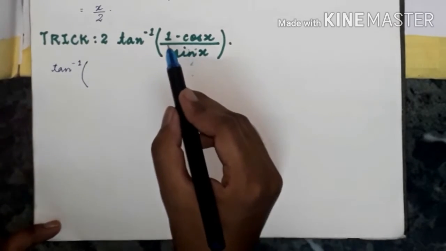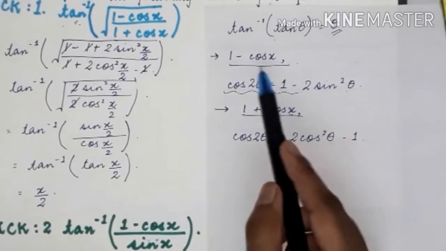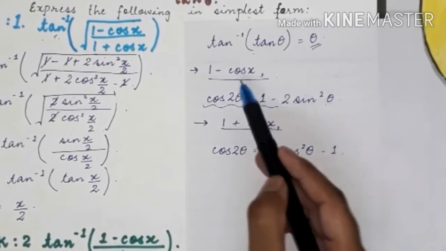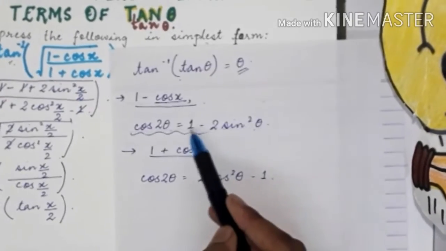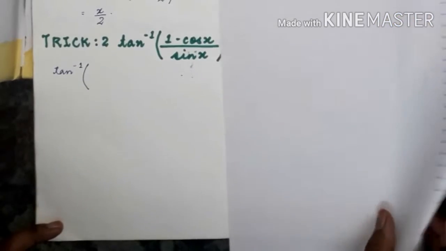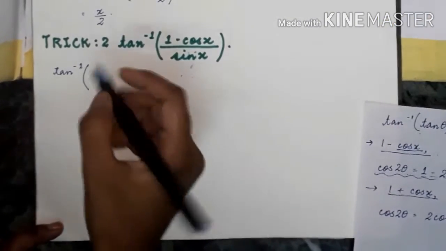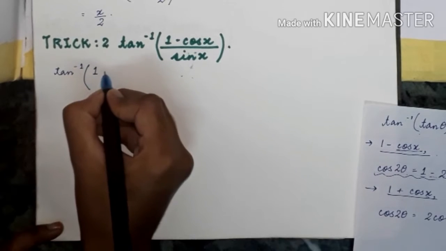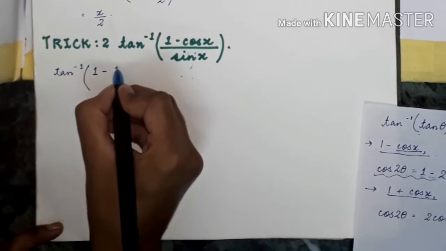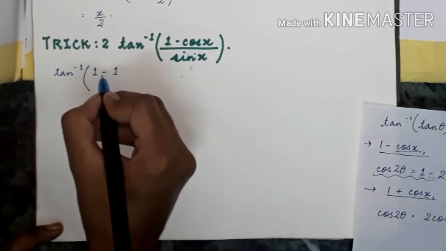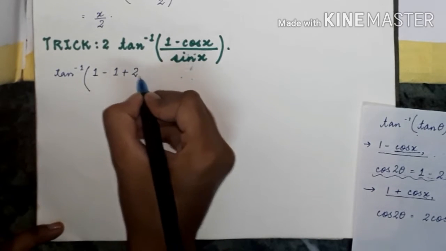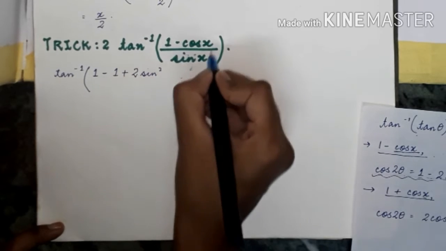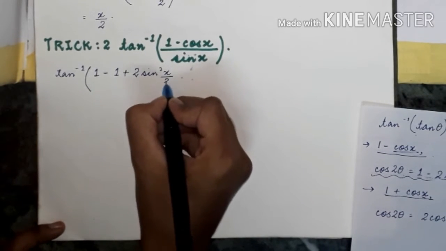Here also you have 1 minus cos x. Whenever you get 1 minus cos x, the formula of cos 2 theta that you have to put in place of cos x is this one: 1 minus 2 sin square theta. When this minus will change the form, change the signs: 1 minus 1 plus 2 sin square. Here you have x, so here it will be x by 2.